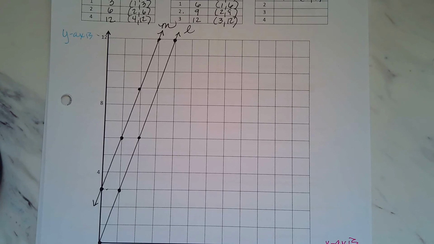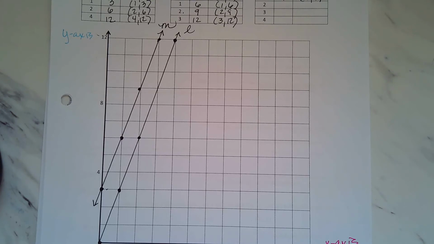Well, it won't go through the origin because when x is 0, we won't get 0. We get 0, 2, but I don't know what to do with that. It's going to be parallel again, but this time it will fall below line L because we're subtracting this time.